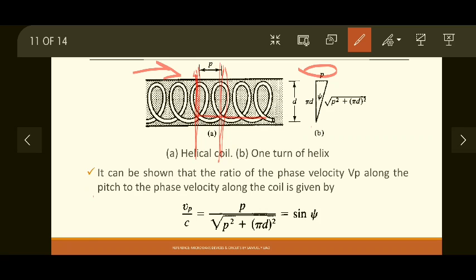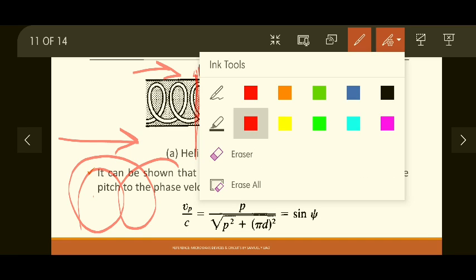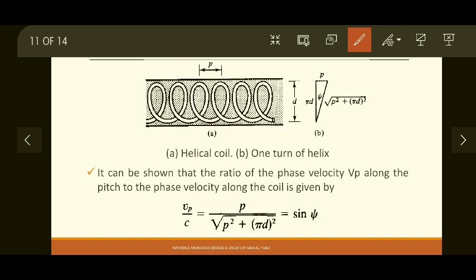Now it can be shown that the ratio of phase velocity along the pitch to the phase velocity along the coil. Along the pitch means in the forward direction, along the coil means along this particular helical structure. That can be given by phase velocity upon speed of light. It is given as p upon square root of p squared plus (pi d) squared, that is equal to sin psi. How is this calculated?